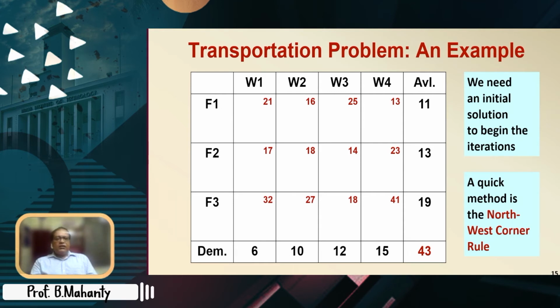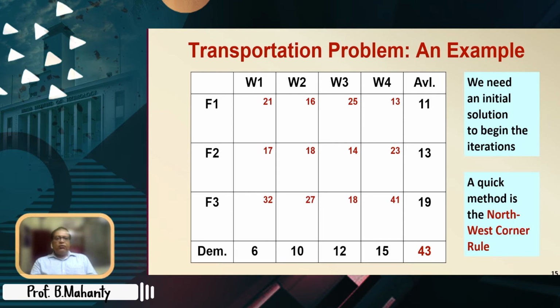The northwest corner rule: this side is north and this side is west, so west is this side, north is this side. That means this is the northwest corner. So we make as much entry as possible in the northwest corner.